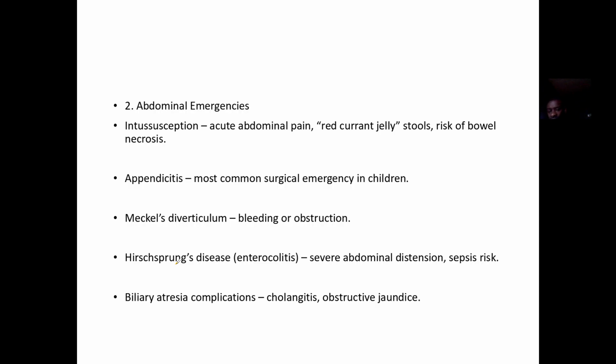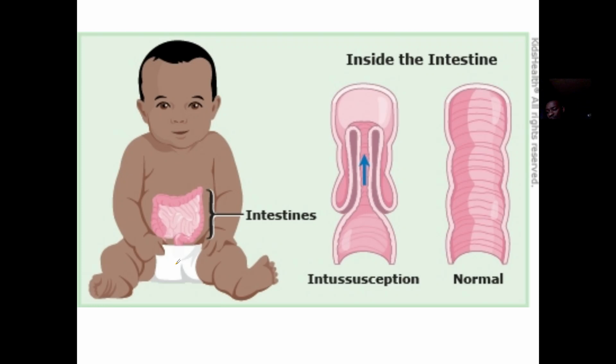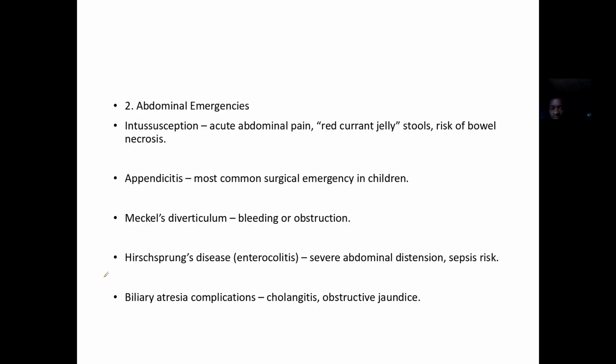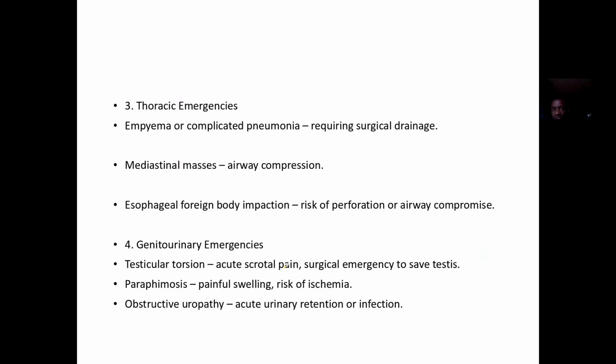Then abdominal emergencies, you can have things like intussusception, which I have the picture here. The intestine is kind of falling back into the other one, you know. Then you can have things like appendicitis, Meckel's diverticulum, Hirschsprung's disease with enterocolitis, then biliary atresia complications, where the bowel system is kind of becoming smaller. So you're having all those complications.